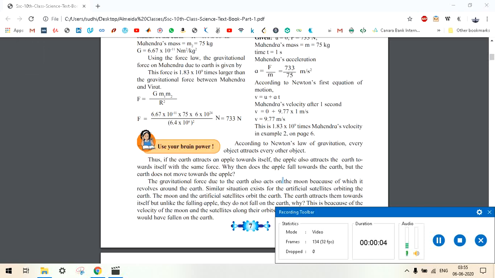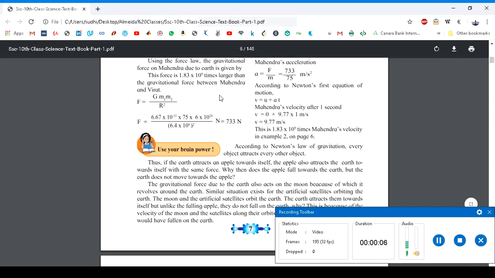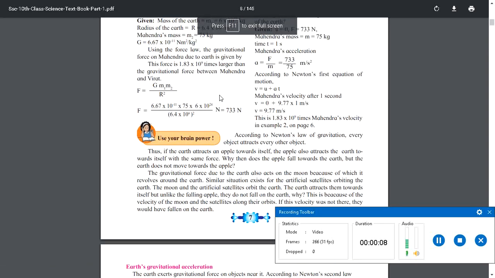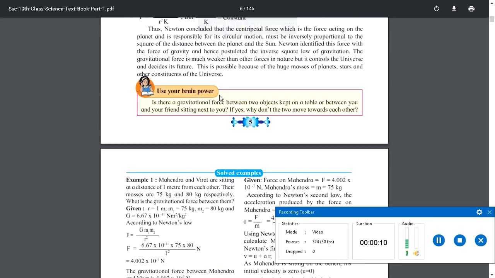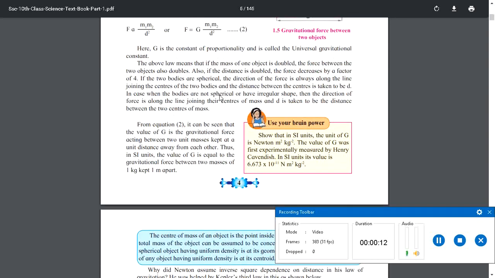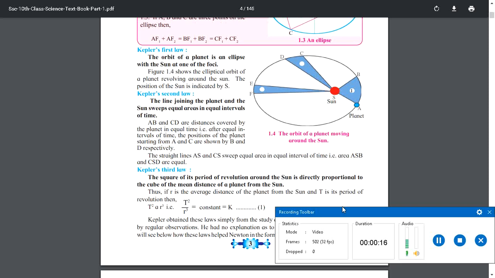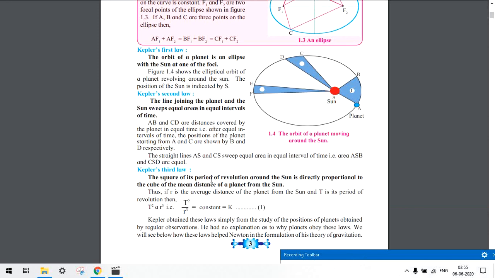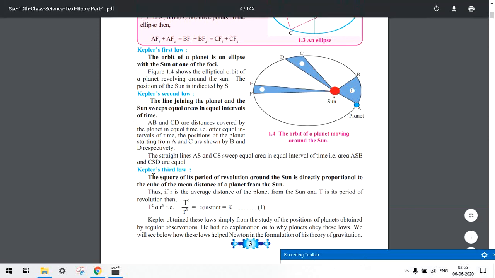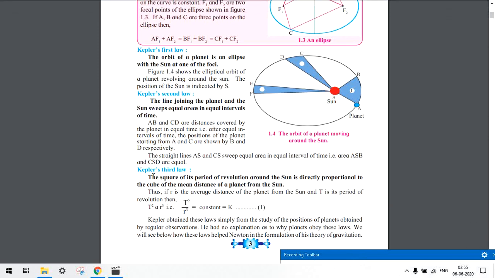And now we will be starting with the concepts of gravitation that we have left. I think last time we left at Kepler's laws. So we'll start with Kepler's first law. I think I have already explained it to you. The second law I've explained too, and the third law is something that needs some logical understanding.